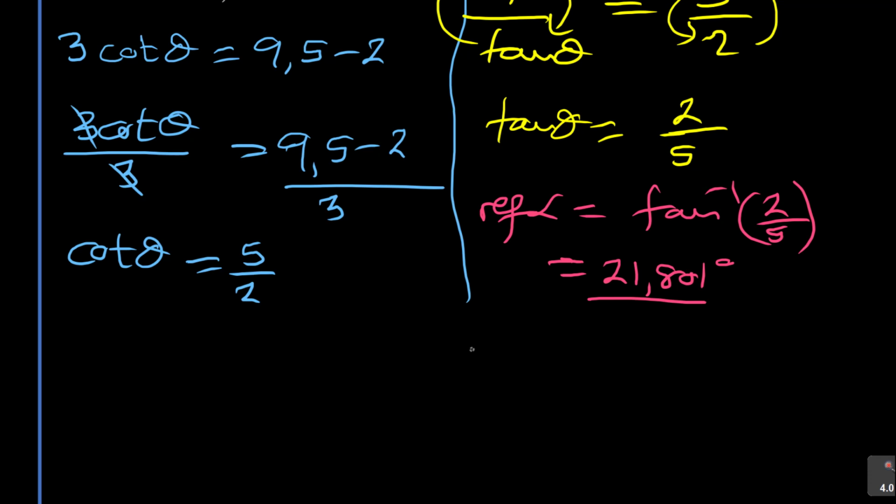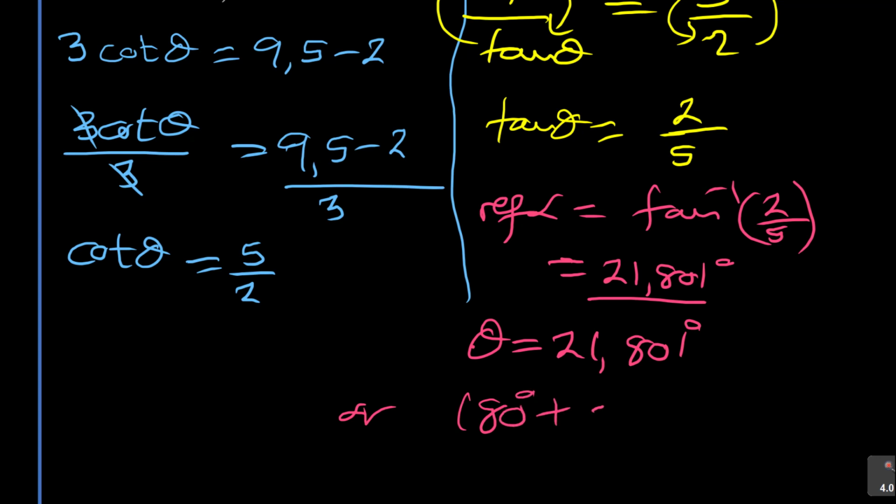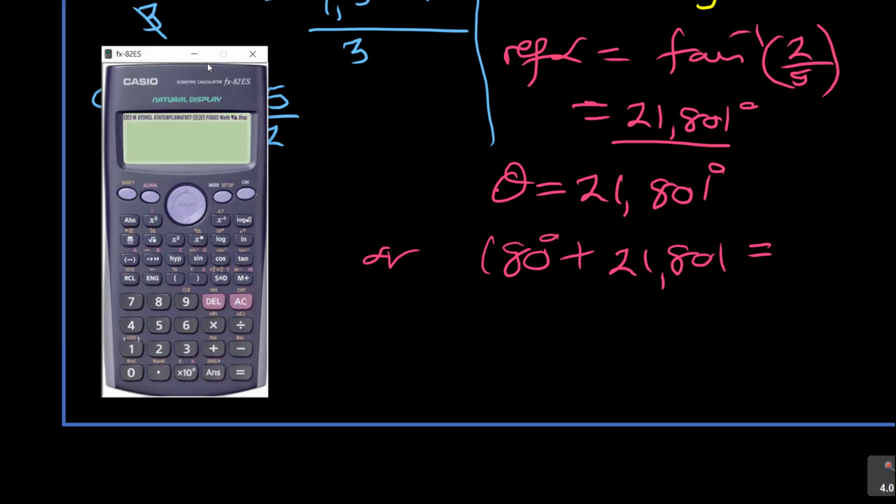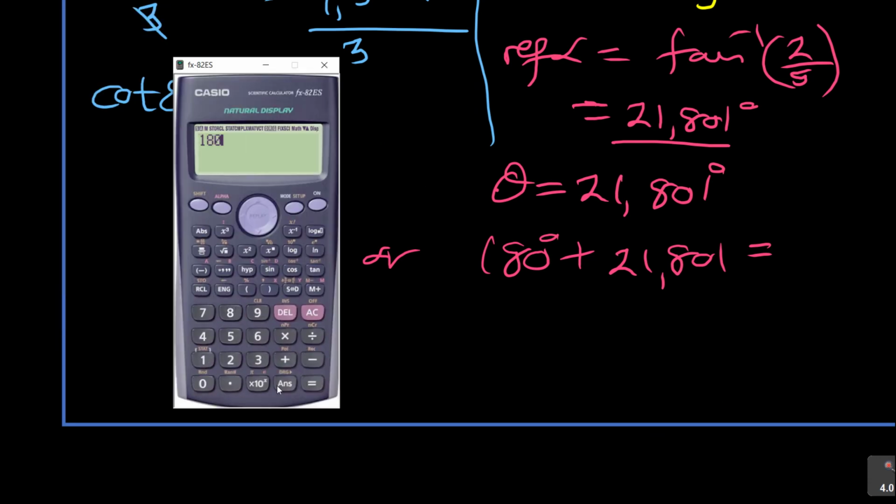So far so good. Therefore we are going to say theta is equal to 21,801 degrees, or in the third quadrant is 180 plus reference angle 21,801. Okay, then it gives you the answer there. This is the value that you will get in the third quadrant, 180 plus 21,801.